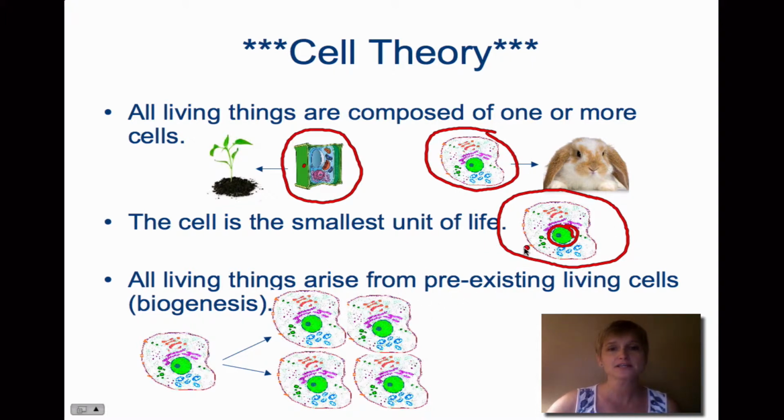And then the third thing is that all living things arise from pre-existing living cells. So we would have one cell, and it would reproduce and create more cells. So all new cells have to come from a pre-existing cell. And this is a very basic idea for us because we can think about this in terms of, well, every living animal has to have come from its parent.